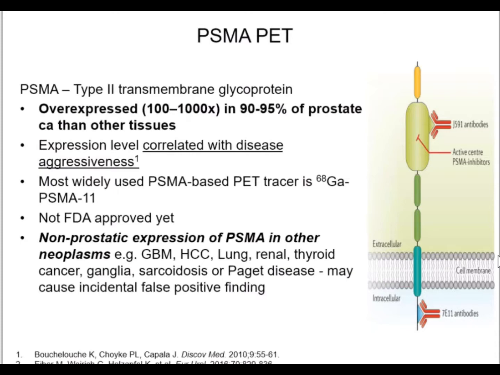Now, let's move on to what's newer and most exciting, PSMA PET. PSMA is a type 2 transmembrane glycoprotein. It's overexpressed about 100 to 1,000 times in most prostate cancers compared to other sites. Its expression tends to be correlated with disease aggressiveness. The more aggressive the disease, the more likely you're going to have PSMA expression. Most widely used is gallium-68. It's still not FDA approved yet. This is one instance when America lags behind for this data.